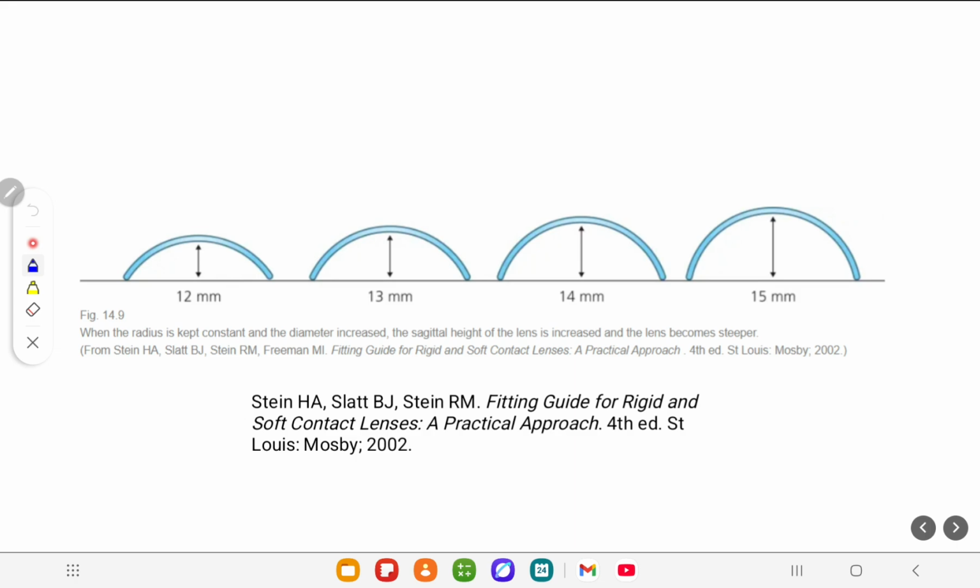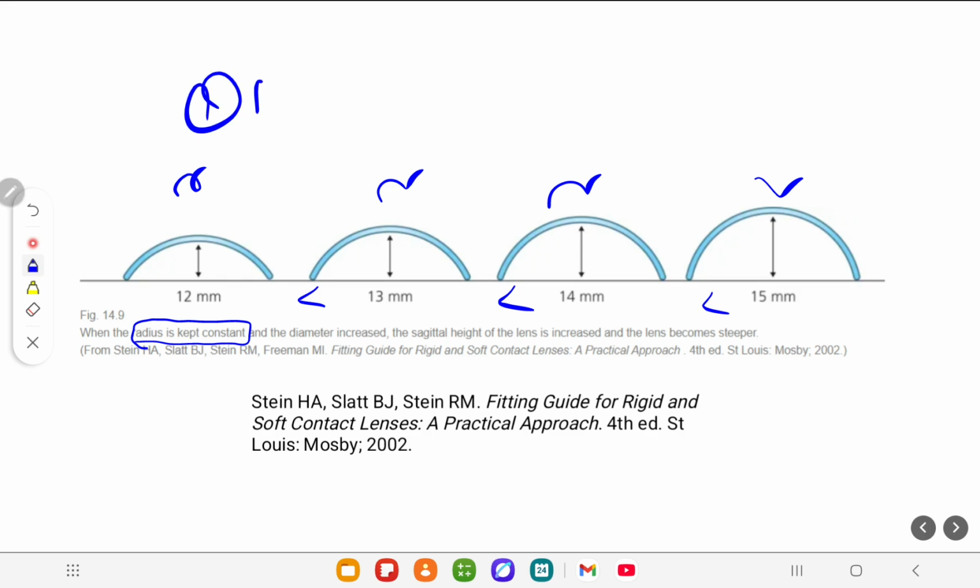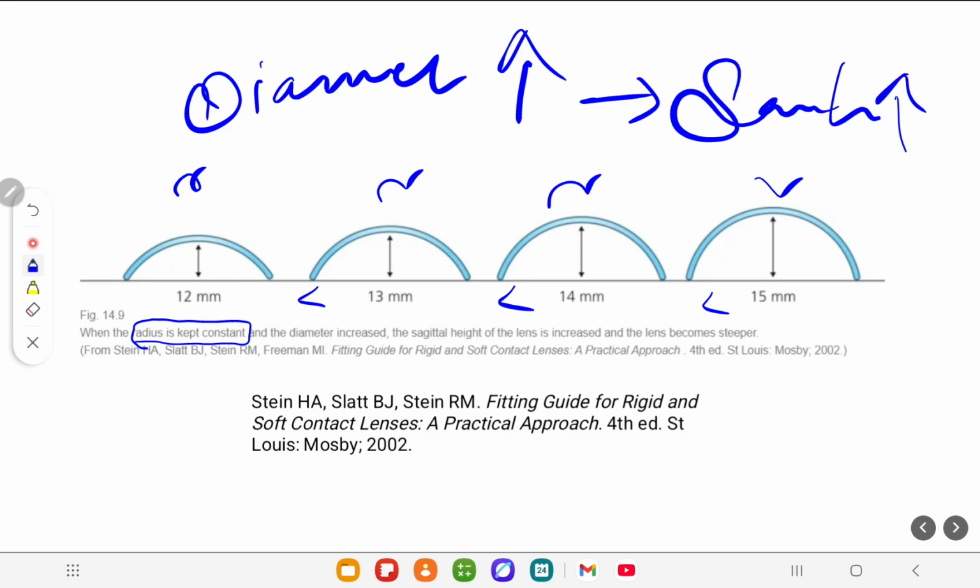See in this picture, what happens here? We increase the diameter without changing the radius of curvature. So the radius of curvature is kept constant. R is constant here, R is the same. At the same time, we increase the diameter of that contact lens. So increasing the diameter will increase the sagittal height. It's very important. The diameter increases, so the sagittal height increases.